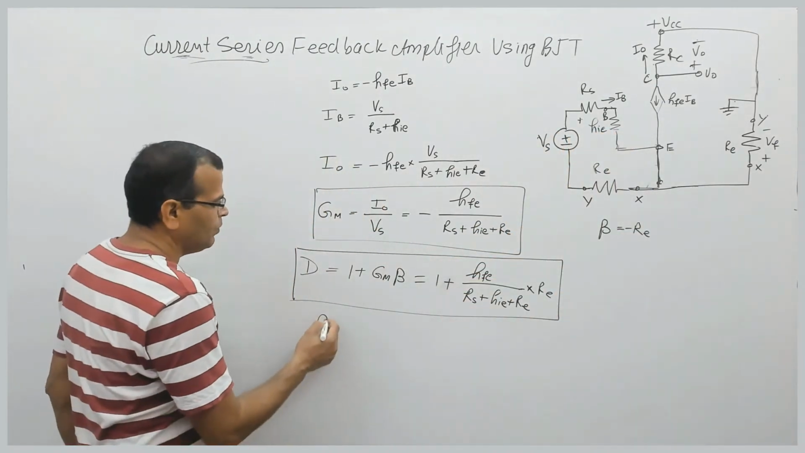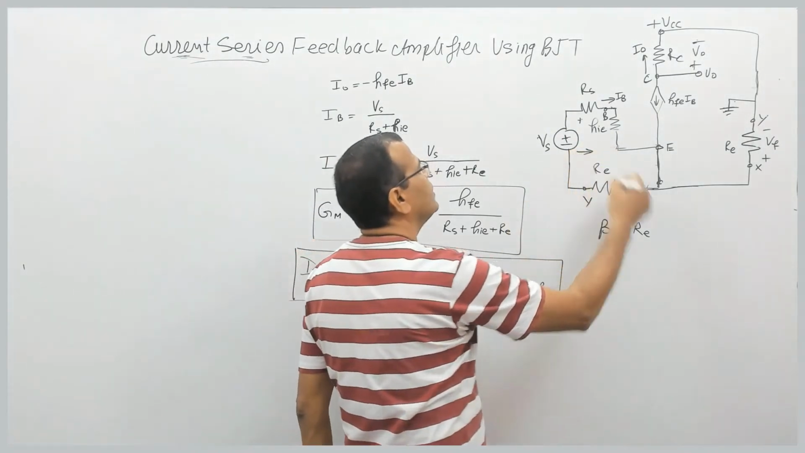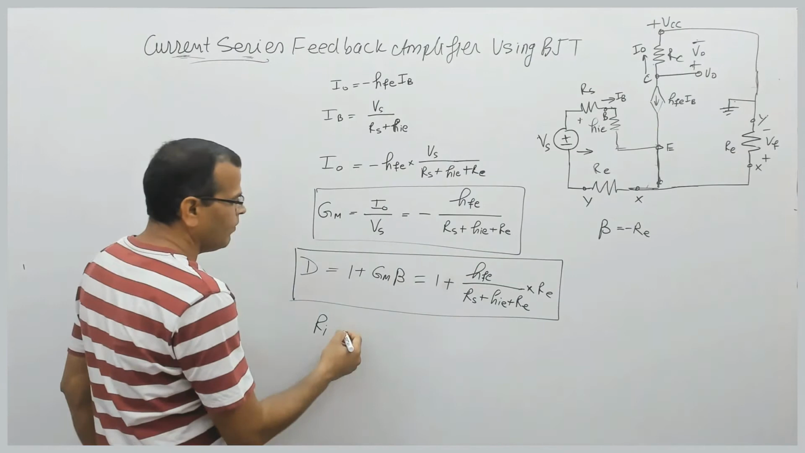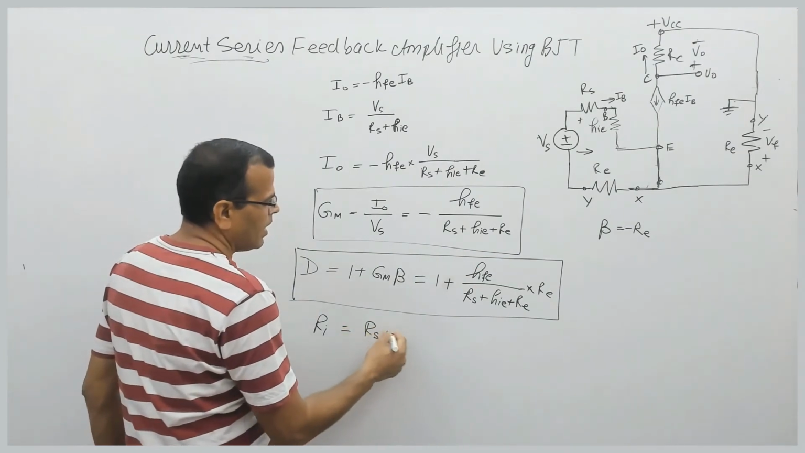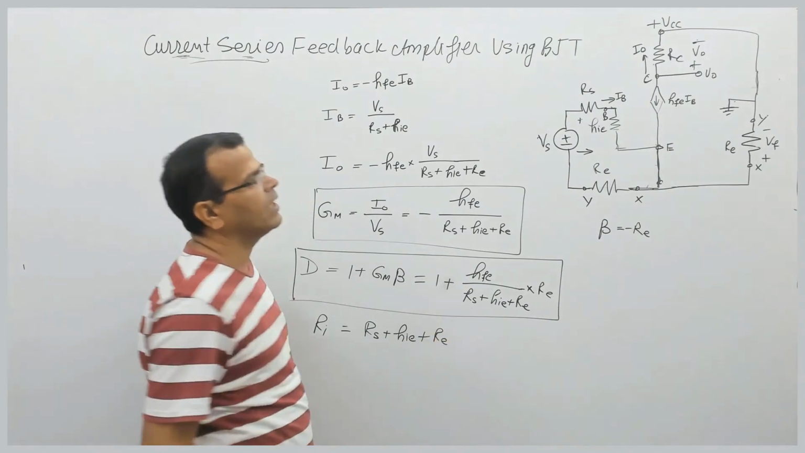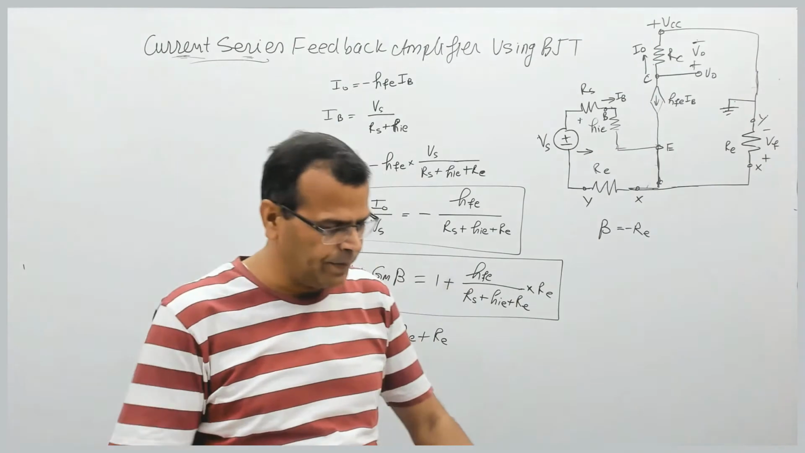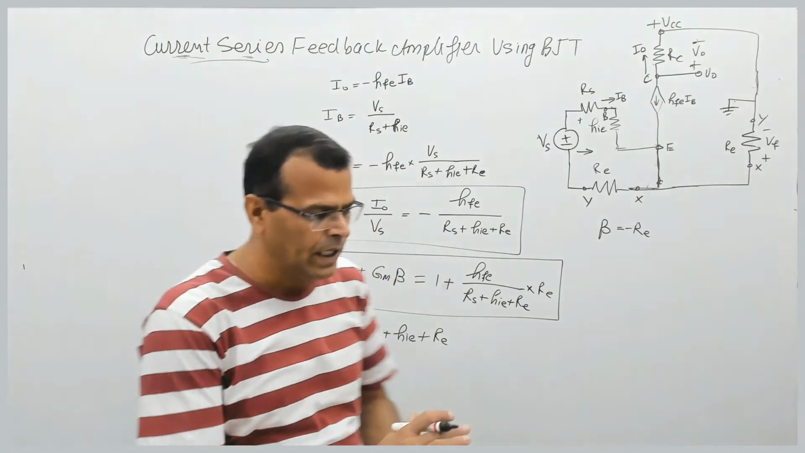Now, what is input resistance without feedback loading? The resistance seen by the source is input resistance. So Ri without feedback loading is Rs plus HIE plus Re. That is input resistance without feedback loading. I hope the concept is clear.